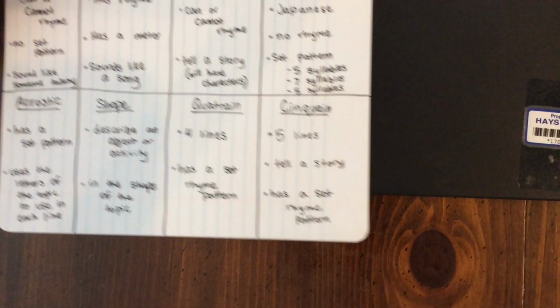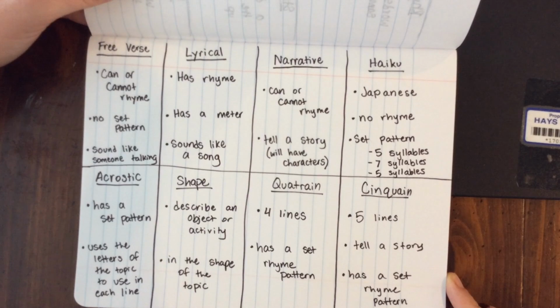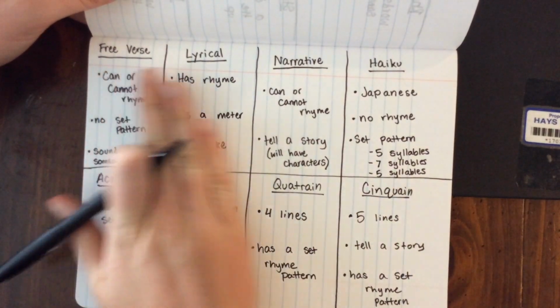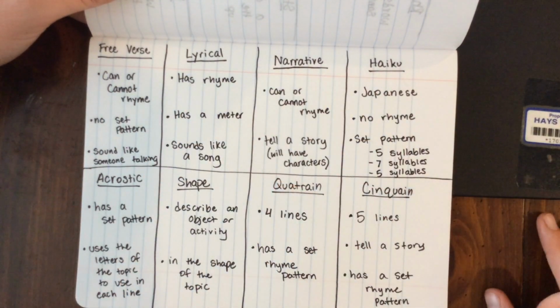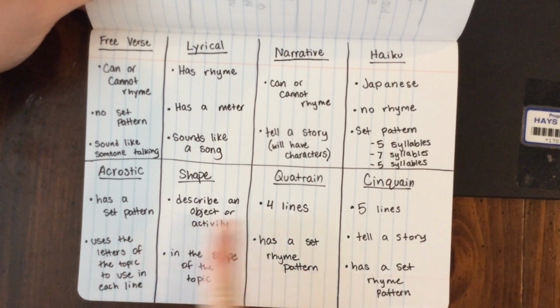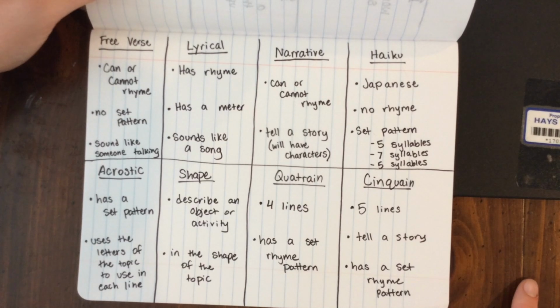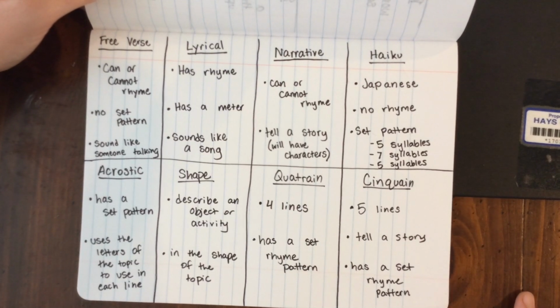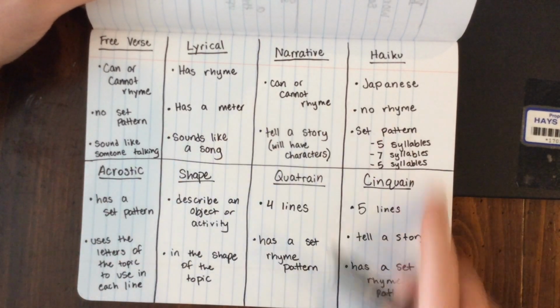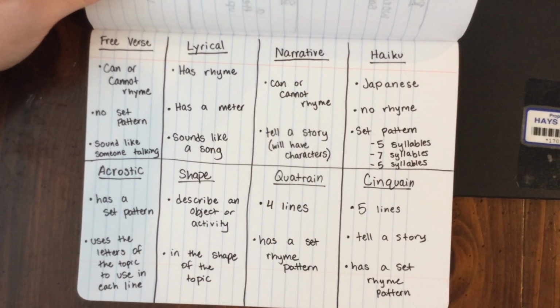All right, so as you can see, these are the 8 types of poems that 4th graders need to know. Again, the top 4, free verse, lyrical, narrative, and haikus, are the ones that are more likely to show up on assessments and where you'll be tested on. The bottom 4, acrostic, shape, quatrain, and cinquain poems, are still really important for you to know about, but they're going to show up less likely. Later this week, we're going to be identifying poems and using this chart to help us figure out which type of poem is the poem we're reading.